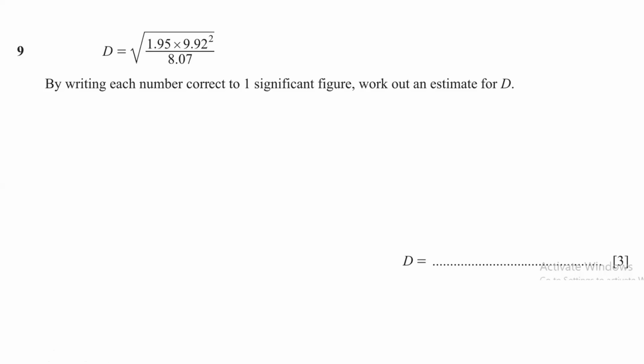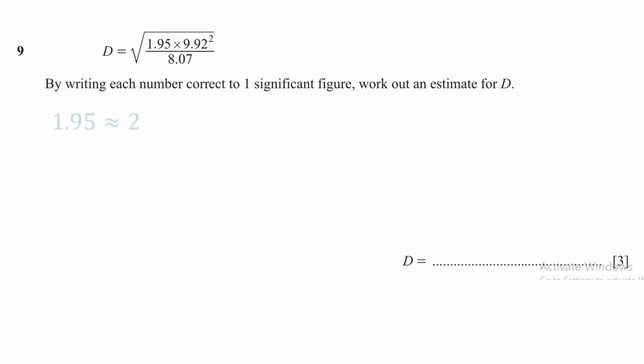Now question 9 says, D equals the square root of 1.95 times 9.92 raised to power 2, divided by 8.07. We are required to round each number correct to one significant figure and work out an estimate for D.